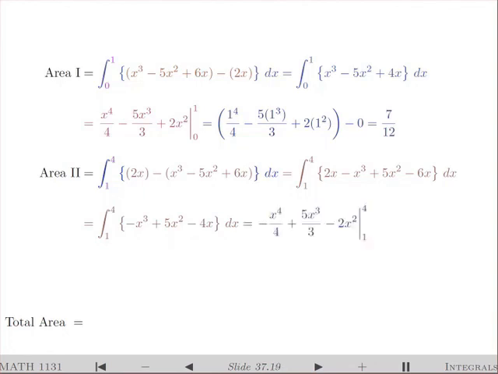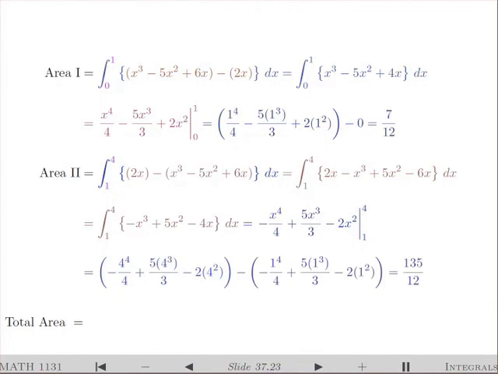Do the antiderivative. Of course, this will be the opposite of this, and then take the net change from 1 to 4. So substitute 4 for x and substitute 1 for x, and then subtract. If you do all the arithmetic, it should come out to be 135 over 12. The total area is the area of the two portions added together, which is 142 over 12, or if you reduce it, 71 over 6.